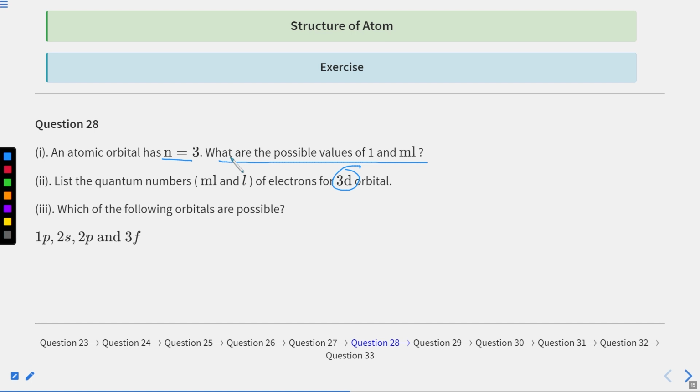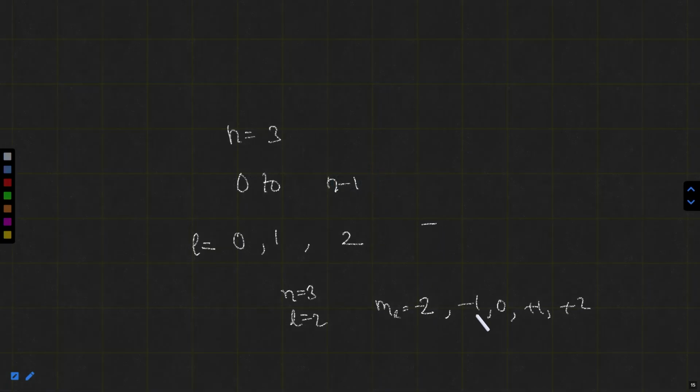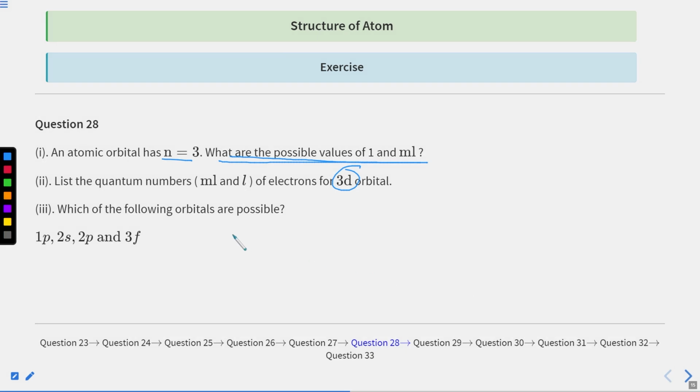Next question. What are the possible values of ml? It can be minus 2, minus 1, 0, plus 1, plus 2. Which of the following orbitals are possible? So for n=1, can it have the p orbital? Let us see. l can have values from 0 to n minus 1. So n minus 1 would also give 0. Therefore, it will have only the value of l as 0 possible.